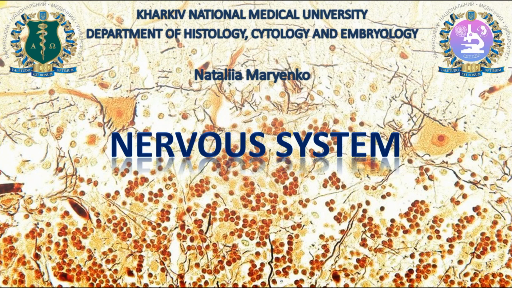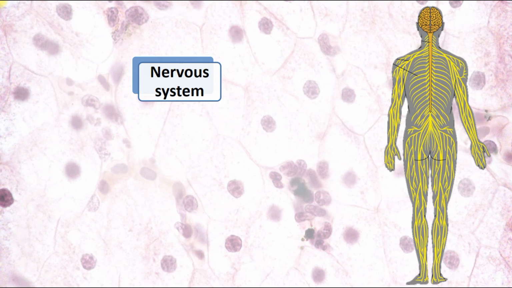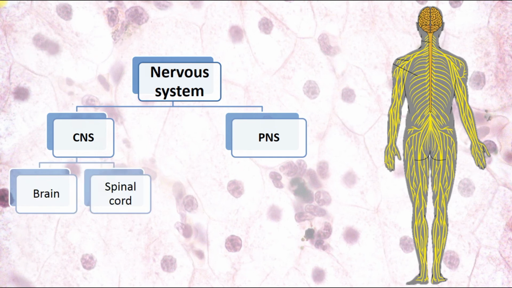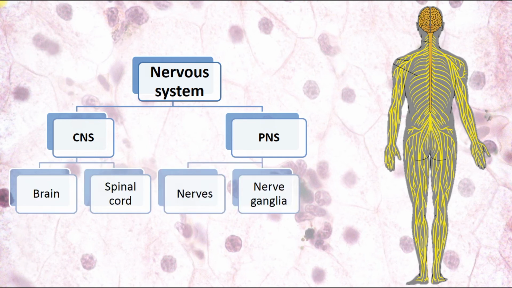Dear students, today we will talk about the nervous system. The nervous system includes two principal parts: the central nervous system, or CNS, and the peripheral nervous system, or PNS. The central nervous system includes the brain and spinal cord. The peripheral nervous system includes nerves, nerve ganglia, and nerve endings.